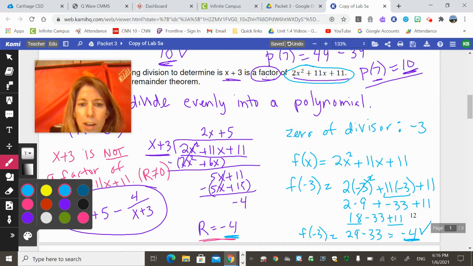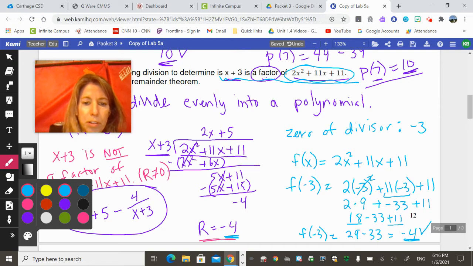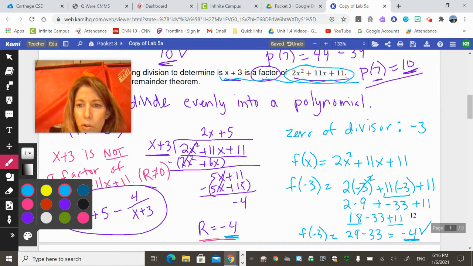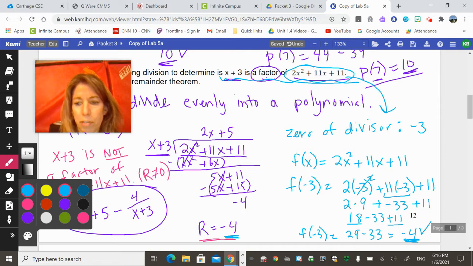Okay, so if they asked me if x plus 3 is a factor of this, I don't even have to do the long division. I could just go straight to here to see if the remainder is 0, because it's only a factor if the remainder is 0. So I could have just used the remainder theorem if they did not ask me to do the long division piece.